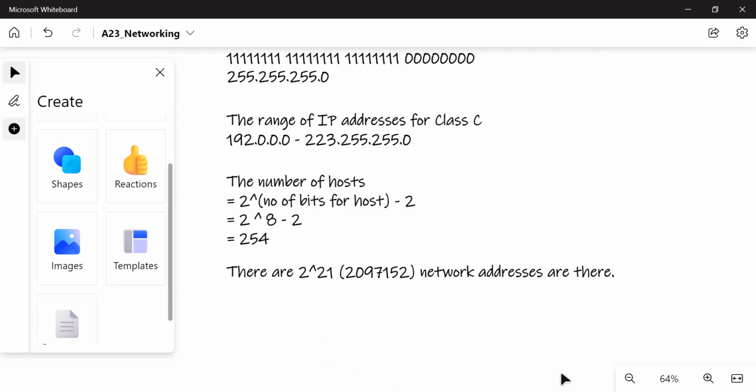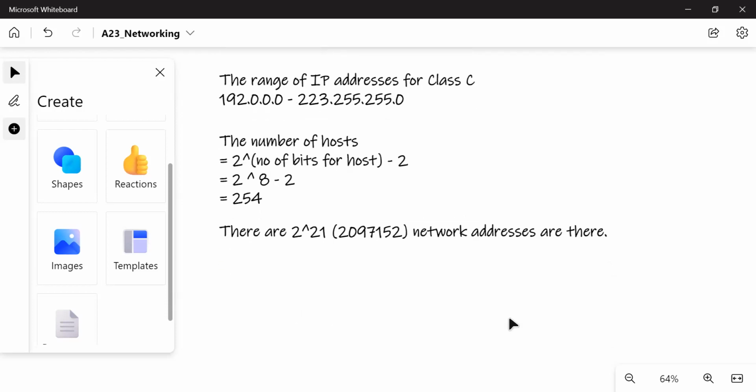And the remaining 2 classes we are not going to talk about much. Class D is used for multicasting, and the range will be from 224.0.0.0 to 239.255.255.255. And class E goes from 240.0.0.0 to 255.255.255.255. So let's write down those and we'll finish.